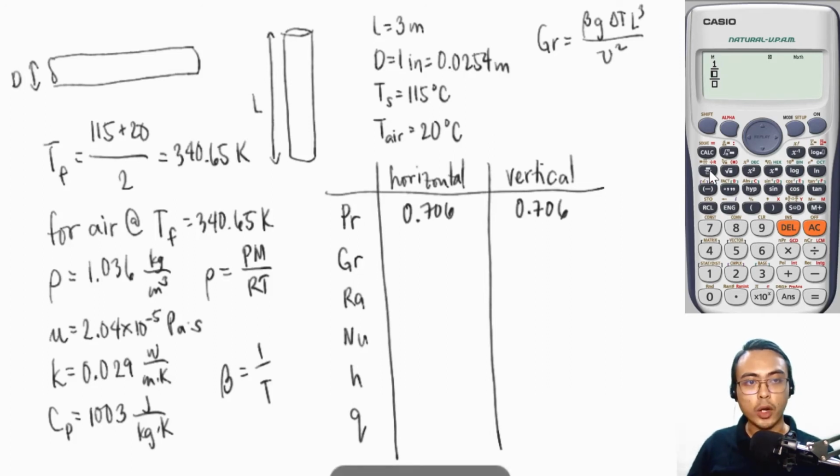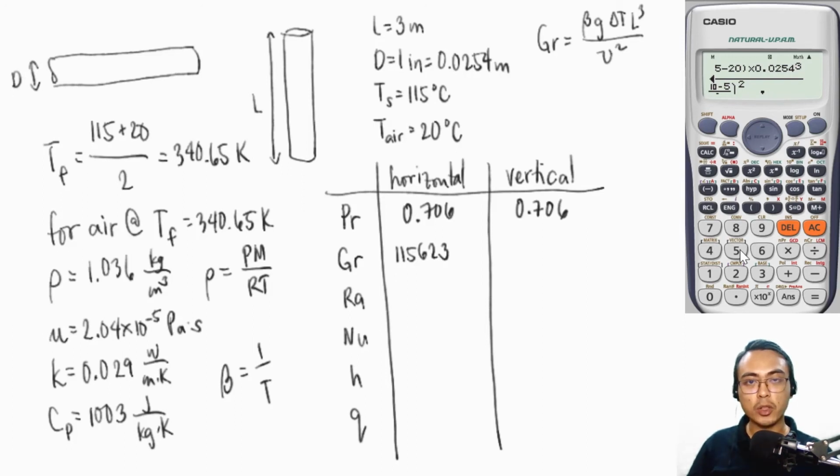Substituting, we have for beta, 1 over 340.65, multiplied by g, that's 9.81 meters per second squared, times delta T, our driving force, 115 minus 20, and then multiplied by the characteristic length, diameter in the case of horizontal cylinders, 0.0254 raised to 3. And that is divided by the momentum diffusivity, 2.04 times 10 raised to negative 5, divided by the density, 1.036, that is raised to 2. Our Grashof number for the horizontal cylinder is 115623.